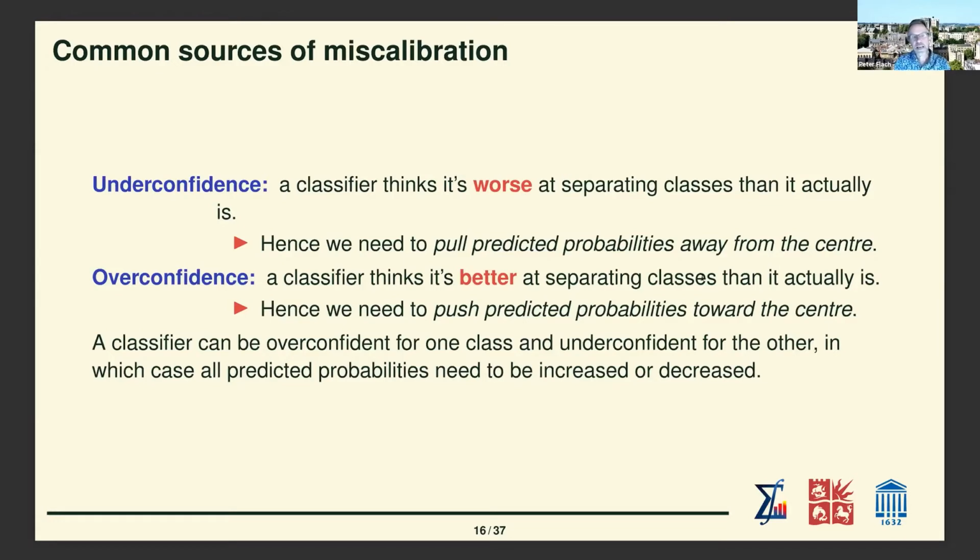The opposite is actually more common, or quite common at least. A classifier is overconfident: it thinks it's better at separating classes than it actually is. So it very often predicts probabilities close to 0 and 1, whereas actually the empirical probabilities are not so extreme. In that case, we need to push predicted probabilities towards the center. And we can have other cases as well, but these are the most common ones. So let's look at these a little bit.